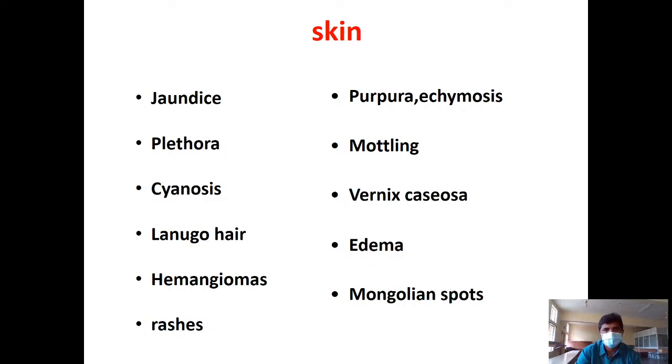Then skin. Skin should be considered as an organ system. You need to evaluate from head to toe, especially the skin. In skin, you need to look for jaundice, plethora, cyanosis, lanugo hair, hemangiomas, any rashes, purpura, ecchymosis, mottling, vernix caseosa, edema, and Mongolian spots. These are the usual findings you can come across in skin.